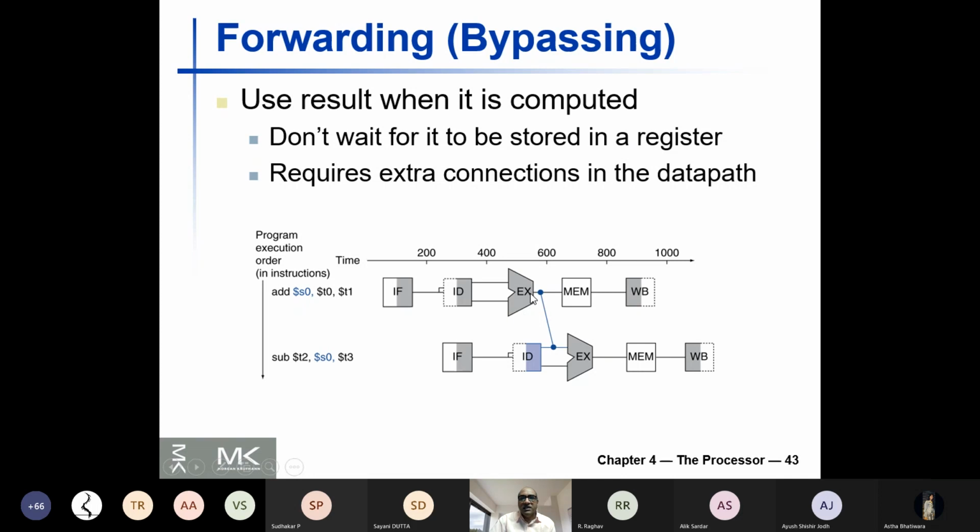In that case, you can go ahead and write into the register as per the normal instruction procedure. But at the same time, since the output is already computed, it's available in the previous instruction in the previous stage.